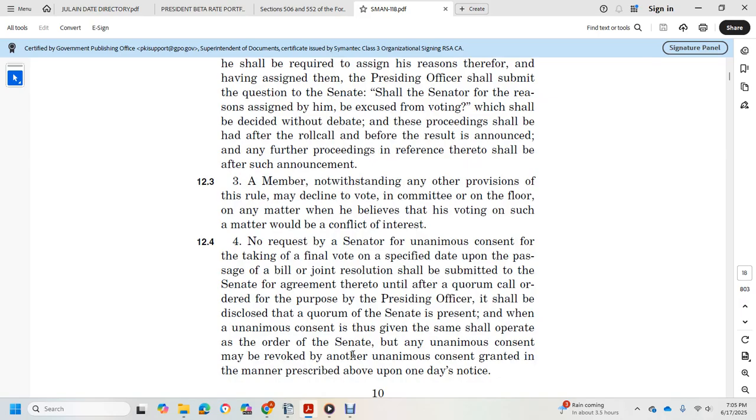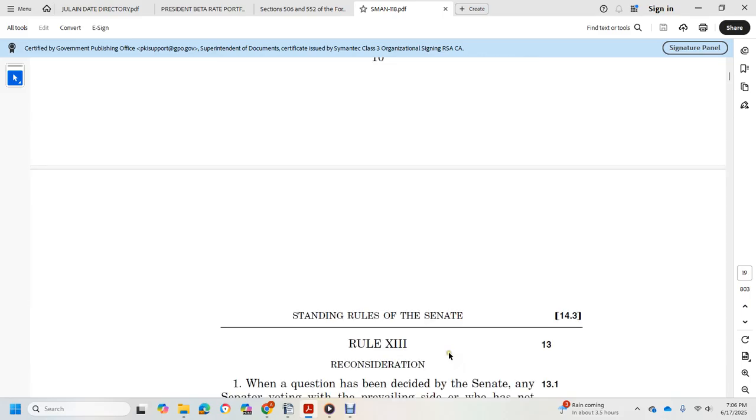No request of the senator for unanimous consent for taking a final vote on a specified date upon the passage of a bill or joint resolution shall be submitted to the Senate for agreement until after a quorum call ordered for the purpose by the presiding officer discloses that a quorum of the Senate is present. When the unanimous consent is thus given, the same shall operate as the order of the Senate, but unanimous consent may be revoked by another unanimous consent granted in the manner prescribed above, upon one day's notice.